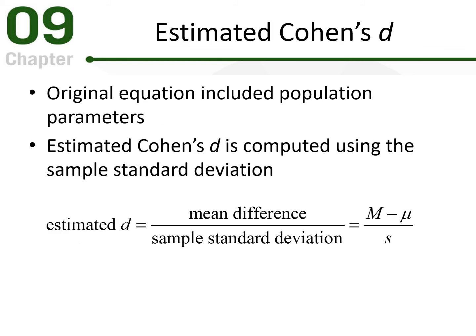And we use Cohen's d, like we did in the previous chapter. Cohen's d is simply the mean difference divided by the sample standard deviation. In this case, we're using a sample standard deviation instead of the population. So it's M minus mu over s. In this case, we want the numerator to be larger and the denominator to be smaller if possible.